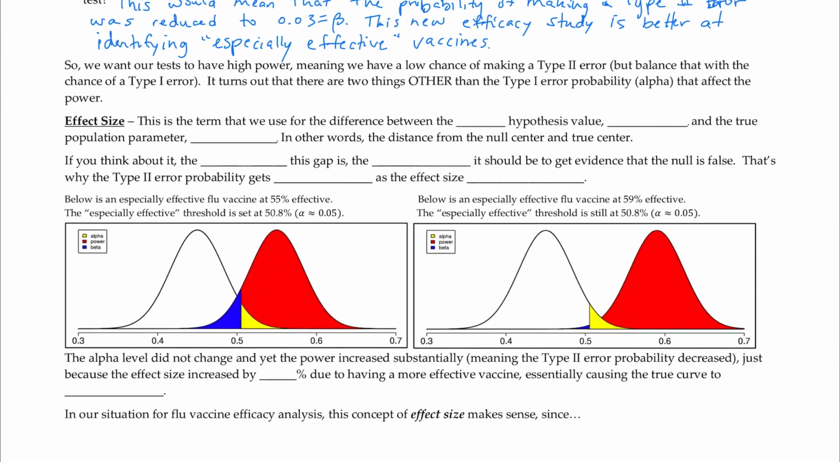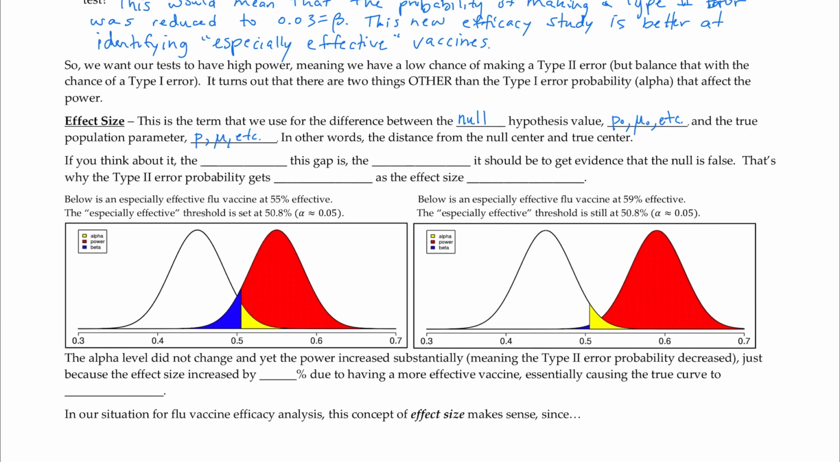The first one, other than raising your alpha level, that will help you increase power is something called effect size. This is the term that we use for the difference between the null hypothesis value that we call p naught or mu naught, or other things in the future, and the true population parameter, which is just called p or mu. It doesn't have the little knots on it because it's the truth. It's not a hypothesis.